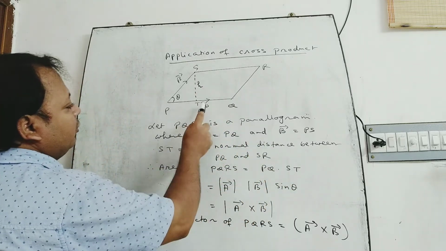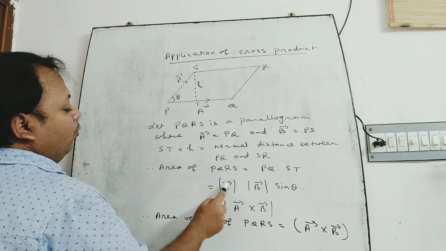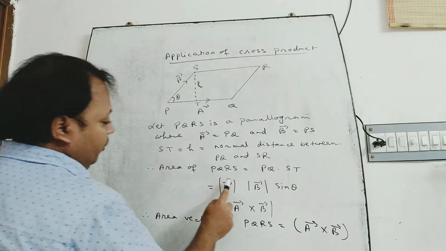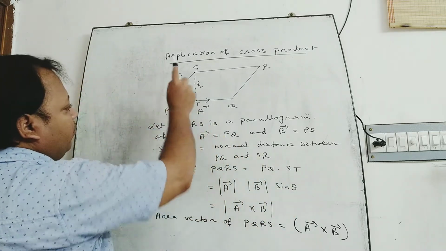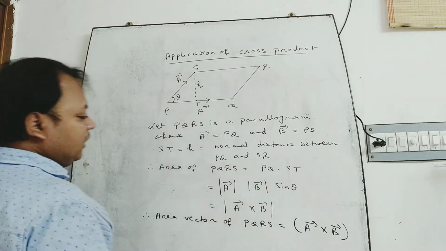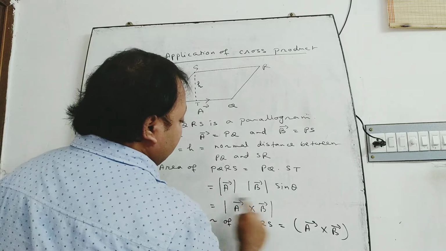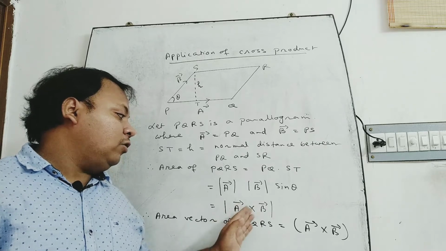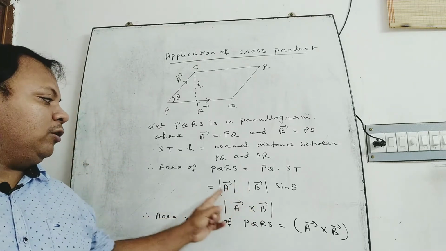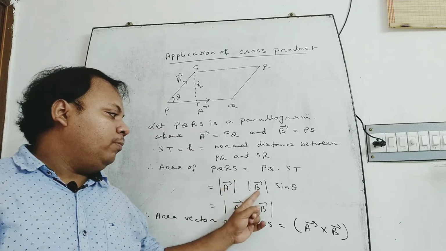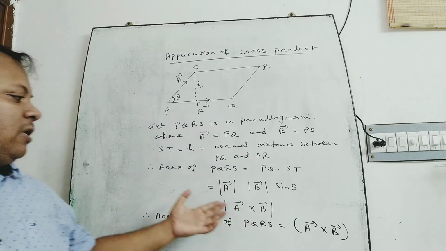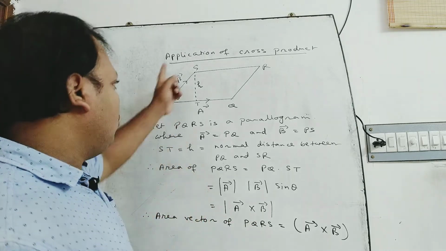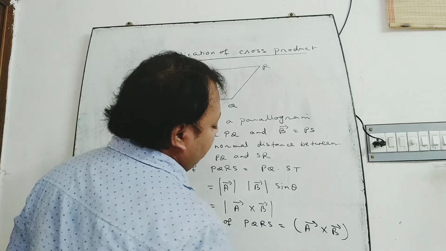And you know that PQ is equal to the modulus of a vector, or magnitude of a vector, and ST is equal to the magnitude of b vector into sine theta. This can be written as modulus of a vector cross b vector. We know that a vector cross b vector is equal to magnitude of a, magnitude of b, sine theta into n cap. This gives the magnitude of a vector cross b vector. Therefore, the area vector of PQRS is the cross product of a vector and b vector.